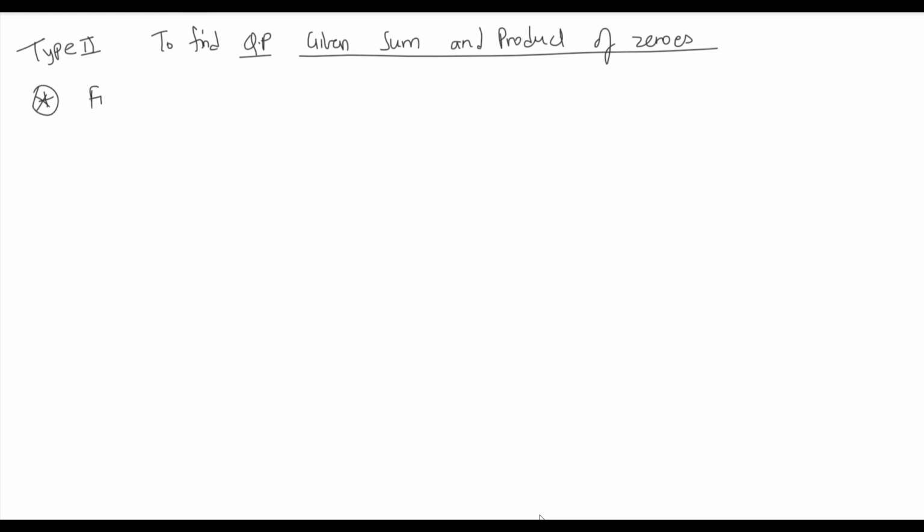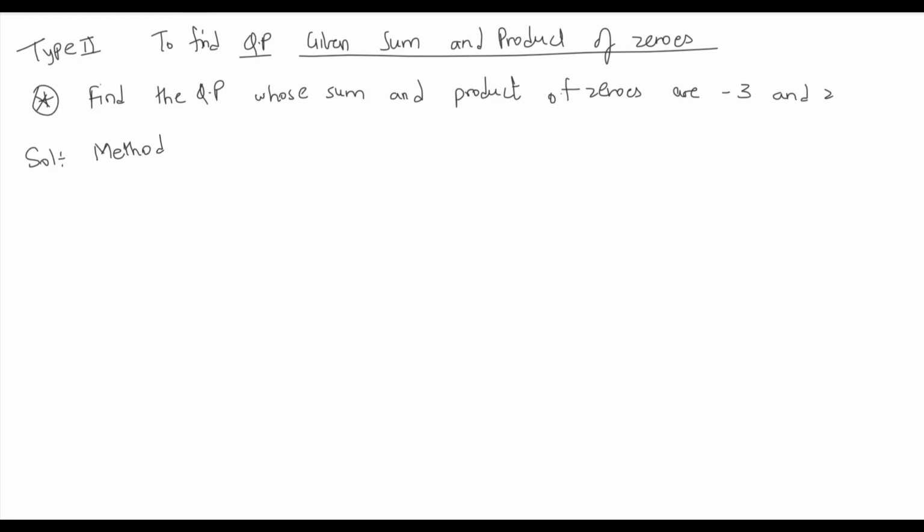Find the quadratic polynomial whose sum and product of zeros are -3 and 2. Okay. So let us solve by using our previous method, method 1. If the sum, that is alpha plus beta, and the product, that is alpha beta, of the zeros are given, where alpha plus beta is given as -3 and alpha beta is given as 2.